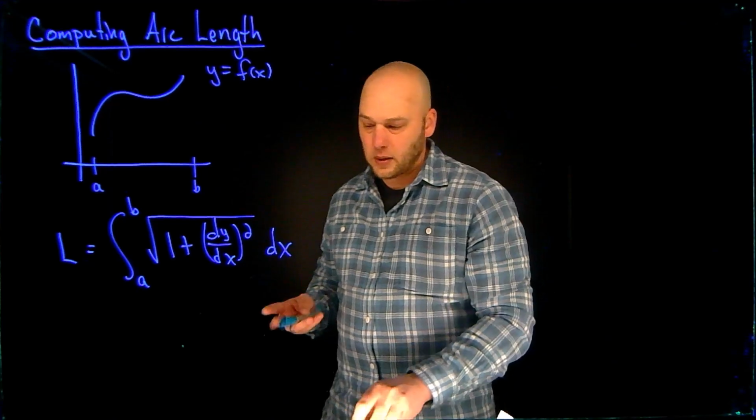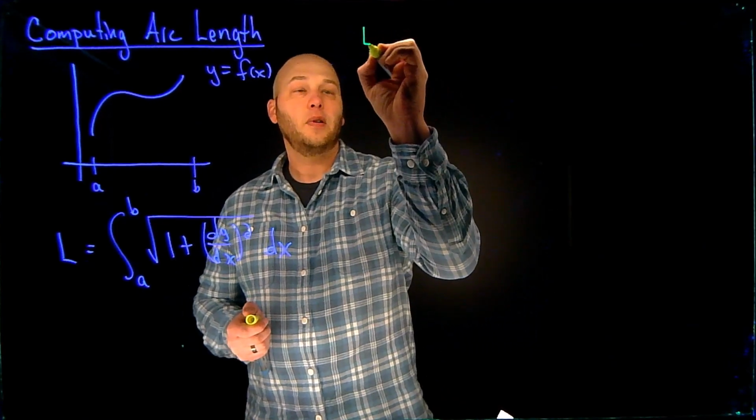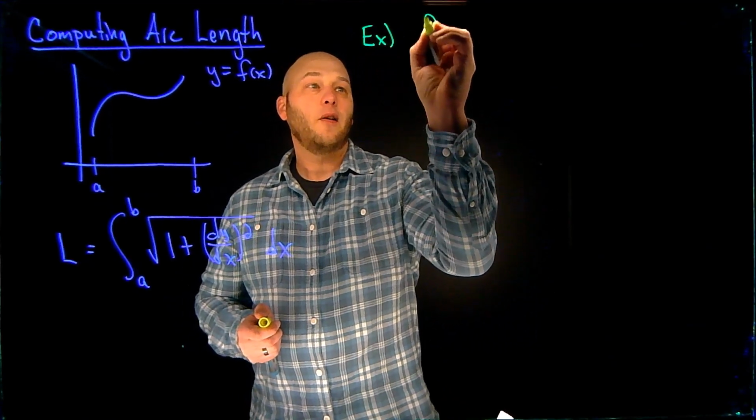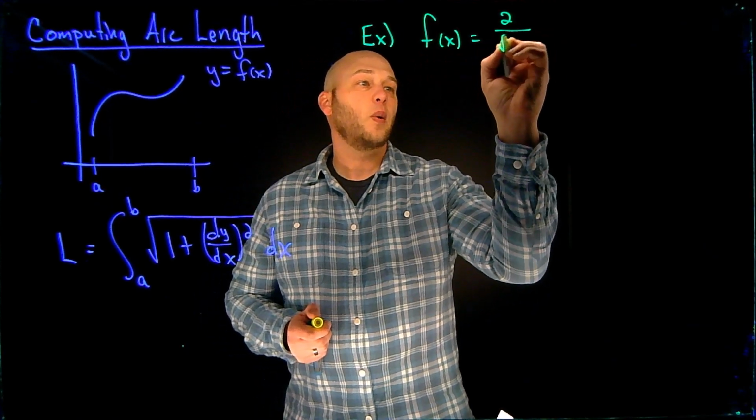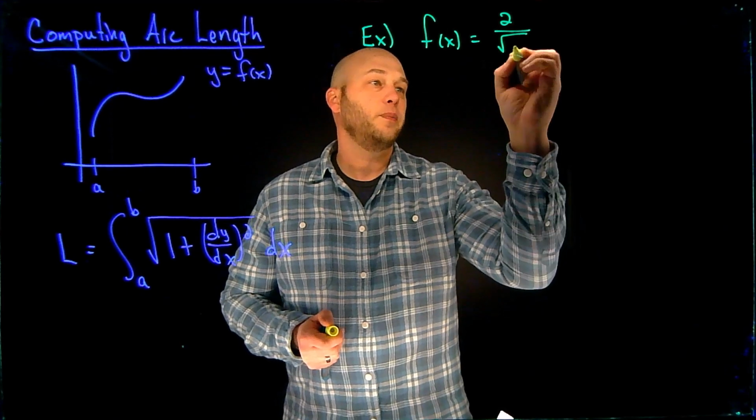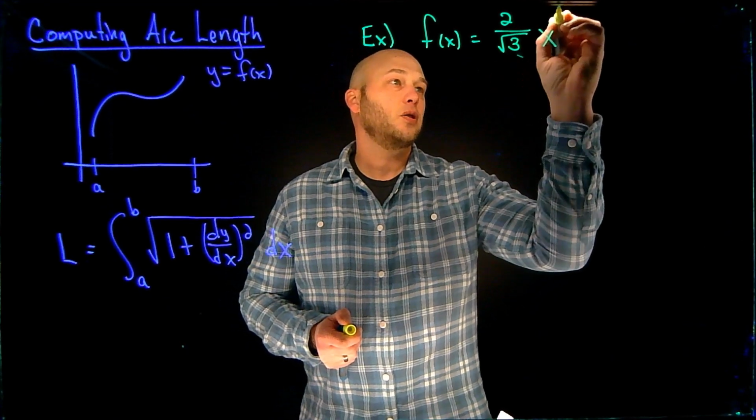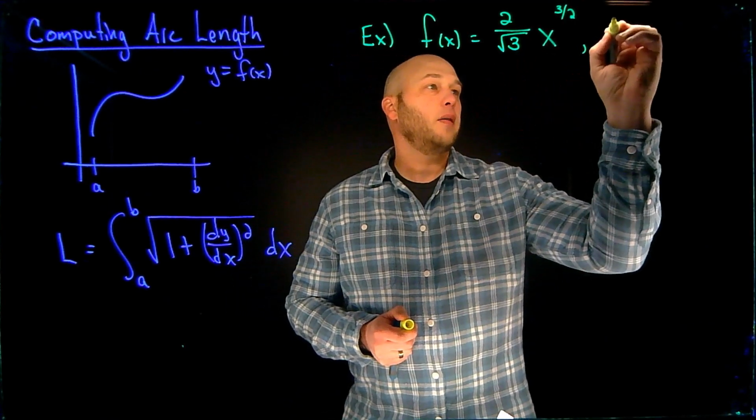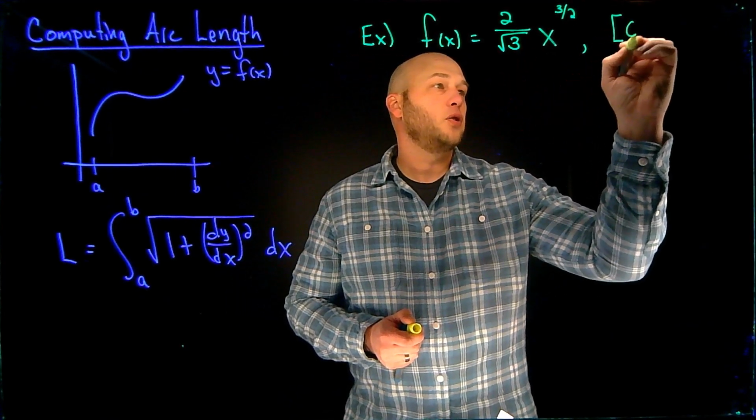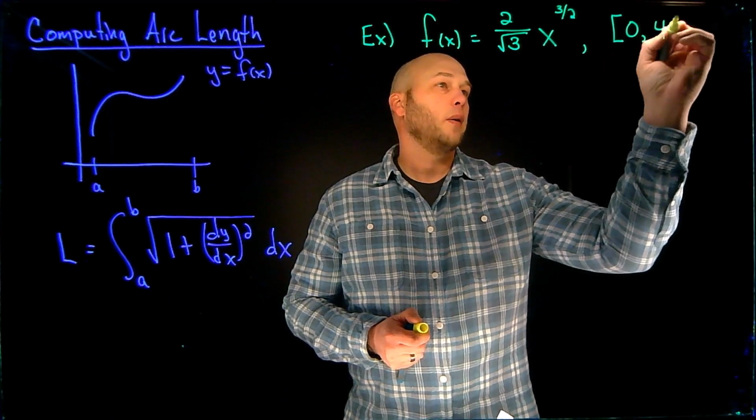So let's say, for example, I have the function f of x is equal to 2 over the square root of 3, times x to the 3 halves. And I want to compute the arc length on the interval from, let's say, 0 to 4.